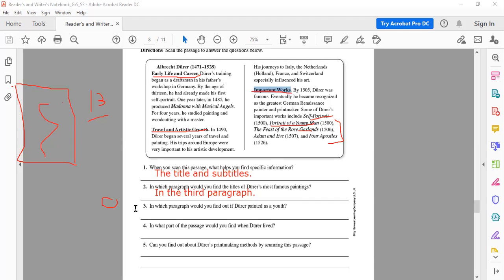Number one. The first. Excellent. Who said that? Maria. Maria, give me the sentence that tells you that in the first paragraph you will find that he drew himself. Where is the sentence? By the age of 13, he had already made his first self-portrait. Excellent, I'm so proud of you. This is the thing that tells you that he drew himself. So I will go here and write in the first paragraph.